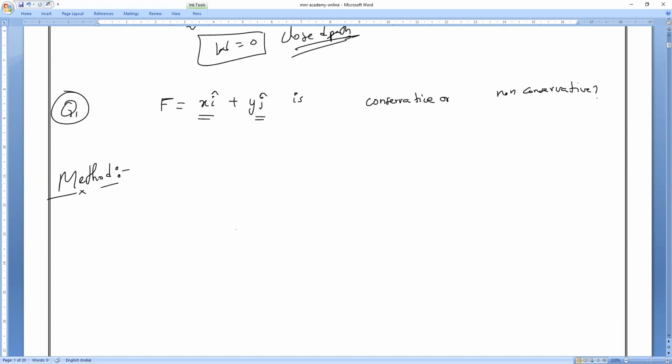Conservative means, so we all know, if you take the net force, it is the force acting in all the directions.